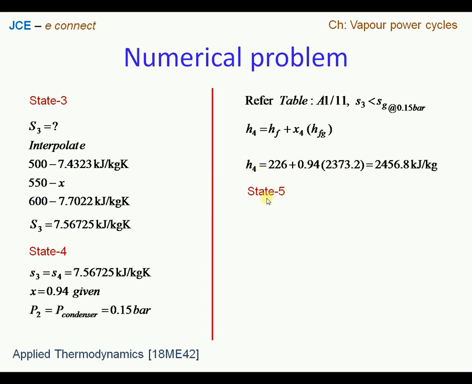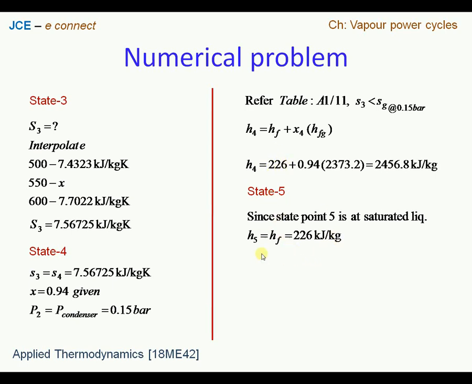Now at state point 5, from the TS plot we know that state point 5 is on the saturated liquid curve, therefore HF will signify H5. So this is straightforward. We have H5 is equal to HF at a pressure of 0.15 bar, which is noted as 226 kilojoule per kg, which is similar to the above one.